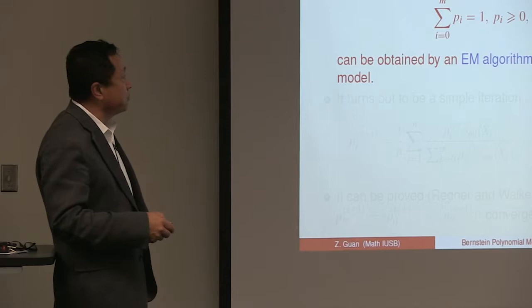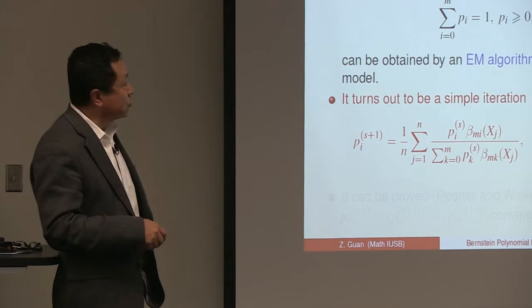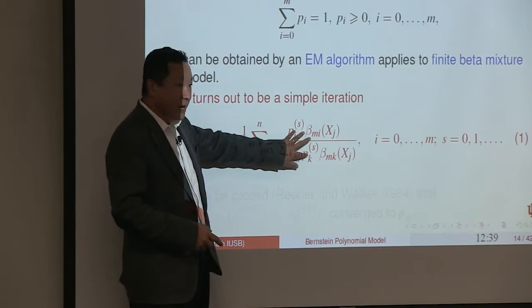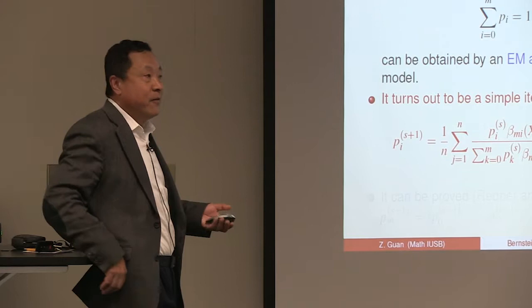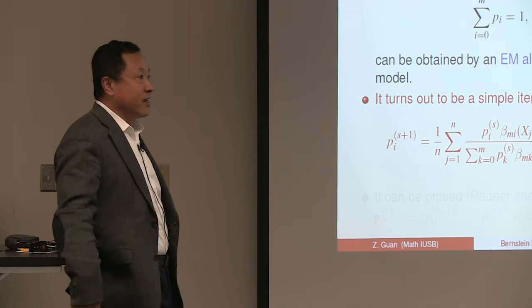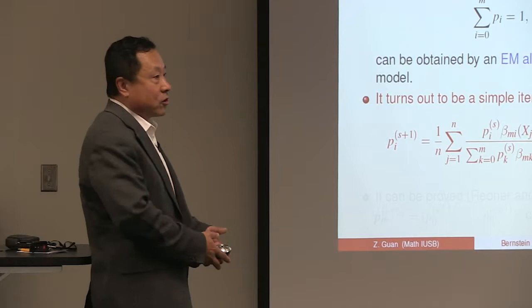In this simple case, the EM algorithm is just a kind of fixed point iteration. You get some initial value, P0, plug in, calculate the second one, and repeat many times. Of course, the convergence is slow, so you may have to run it 100 or maybe 1,000 times. Unlike a Newton method, where usually just a few times, like 10, you get converged. But the EM algorithm is usually slow.